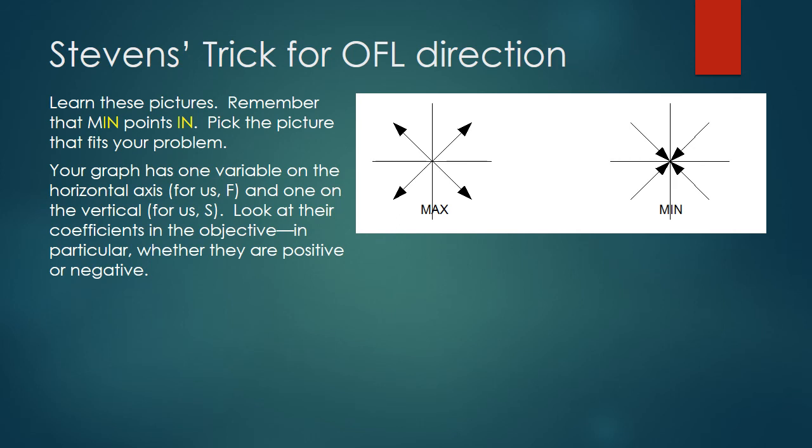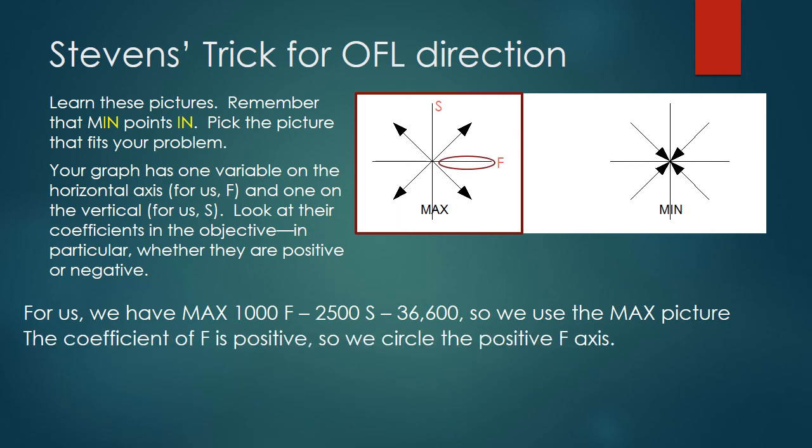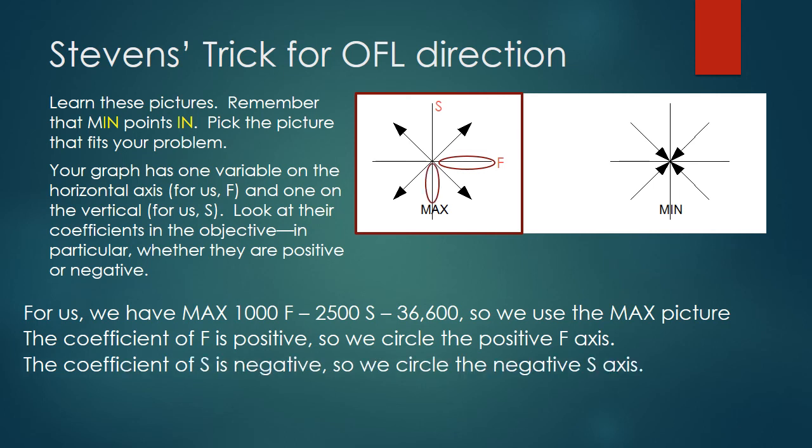So, we look at our program, and then we'll look at the objective function and the coefficients that appear in it. For example, here was our objective function for this current max problem. I want to look at the coefficients, the numbers in front of my variables, f and s. And I only care about their sign. Are they positive or negative? Here, it's a max problem, so I'm using the picture on the left. The f coefficient is a positive number, positive 1,000, so I'm going to circle the positive f-axis. The s coefficient is negative, it's negative 2,500, so I'm going to circle the negative s-axis.